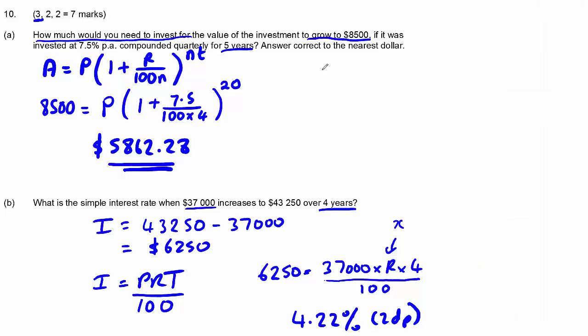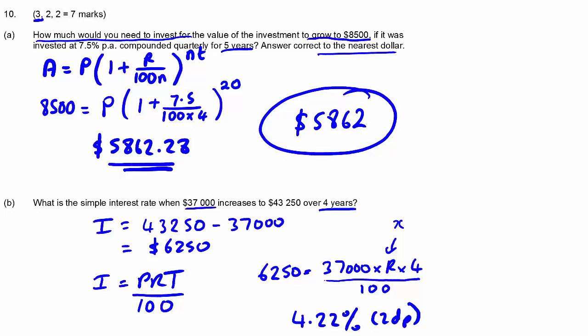Now I've just noticed up here that this was supposed to be to the nearest dollar. So just make sure that you give it to the degree of accuracy asked for. Here there wasn't, so I've just stated my degree of accuracy. That's what made me think about this one. And nearest dollar, 5862.